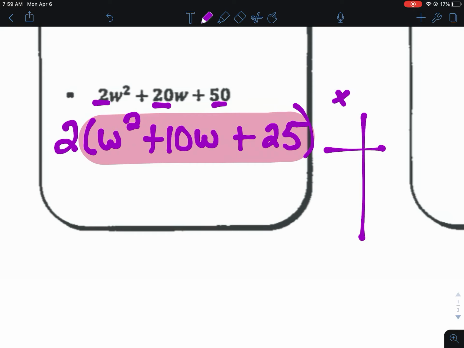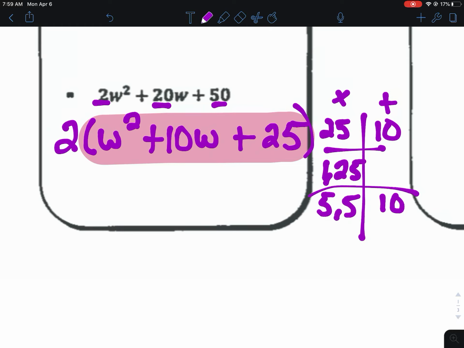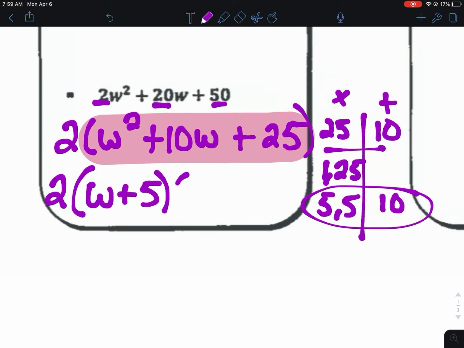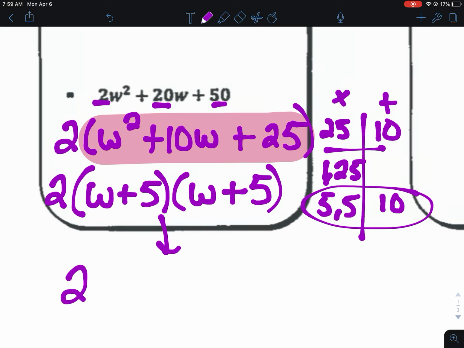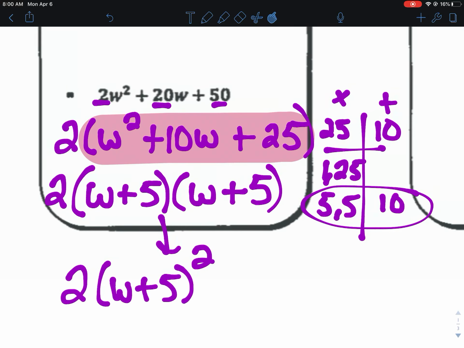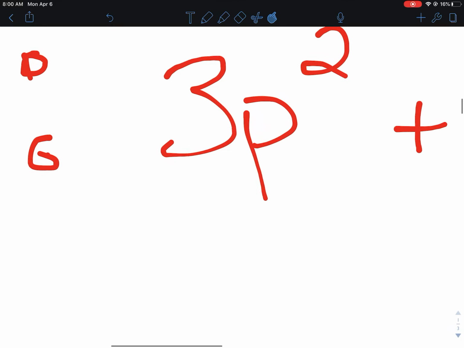Well, we have to think about, are there any two numbers that multiply to 25 and add to 10? Well, I can have 1 and 25 or 5 and 5. Well, hey, 5 and 5 add to 10. So my final answer, the 2 stays out front because it's still part of my answer, and then I have w plus 5 and w plus 5. Or you might remember that we can write this in a shorthand, w plus 5 squared, because we have 2 of them. All right? So you're looking for a greatest common factor first, and then doing exactly what we did last class.